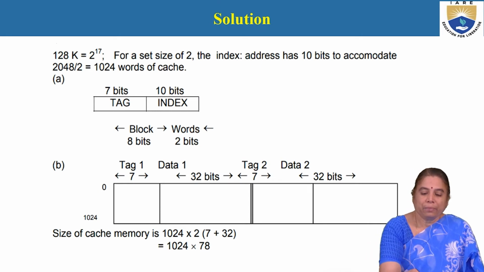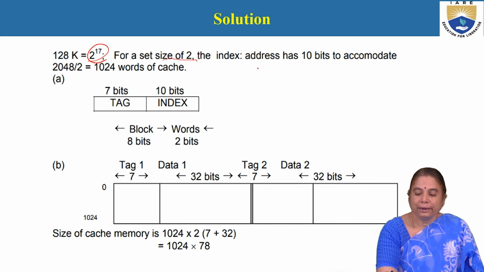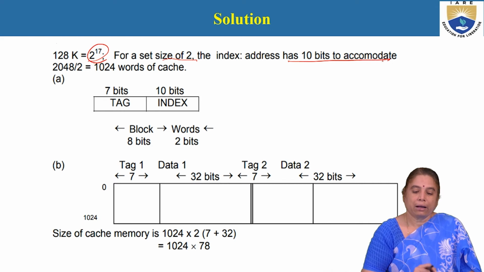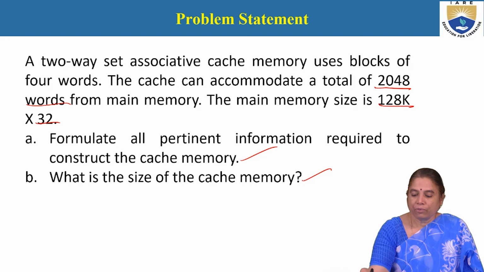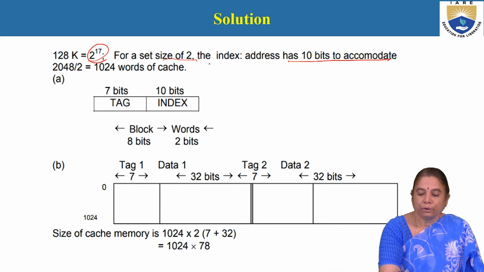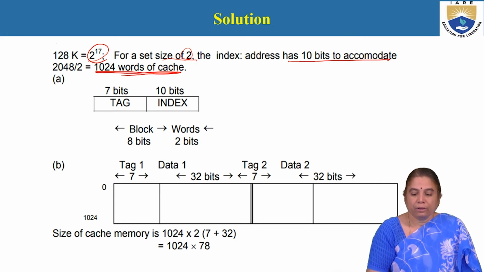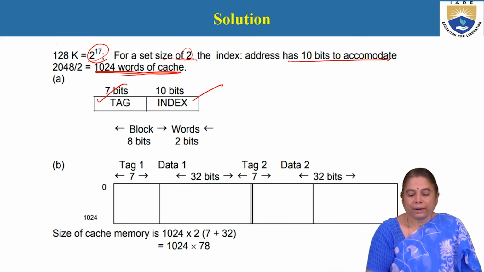So 120K means 2 power 17. So with the set size of 2, the index address can be 10 bits. 2048 words can be accommodated in the cache; divided by 2, the set size, gives 1024 words in the cache. So the tag field takes 7 bits and the index 10 bits. So this is the address mapping.